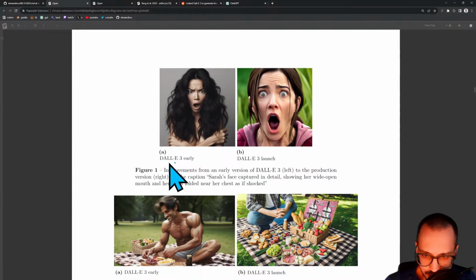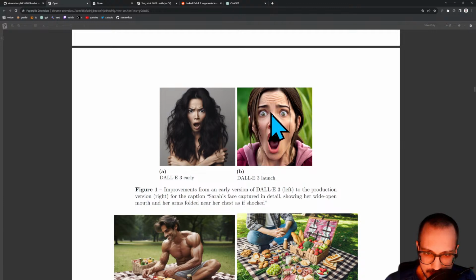So here we go. Improvements from an early version of DALL-E 3 to the production version, right. For the caption, Sarah's face showing her wide open mouth and arms folded in the chest as if shocked. Okay, so this is racy because this person's not wearing any clothes, so there's a little bit of skin showing there, and then by, I guess, using this classifier, they maybe pushed or filtered. So now you basically only get this one, which is less racy.